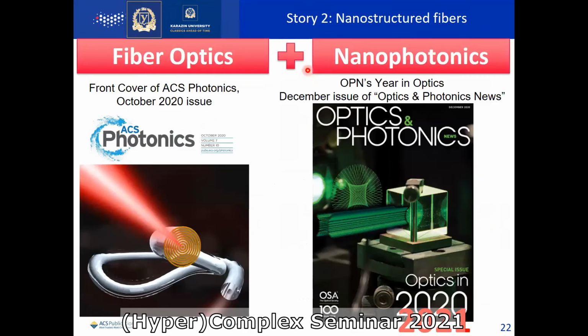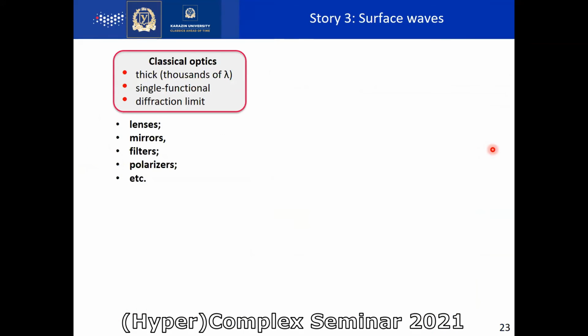So these results combine fiber optics and nanophotonics and have been highlighted by the ACS Photonics journal, where we got on the front cover of the October issue, and got into the Optics and Photonics News journal December issue, which selects the 30 best, most exciting optics research results during the last year. So it will be published in December.